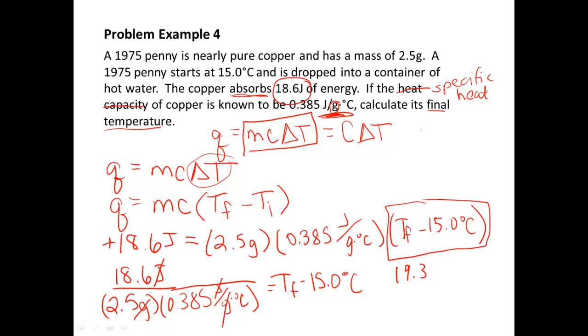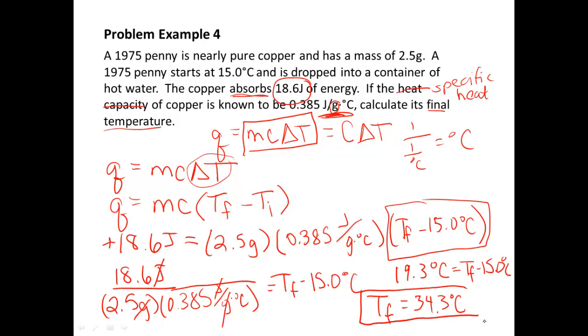1 over degrees Celsius, that is equal to degrees Celsius. So we have 19.3 degrees Celsius is equal to our final minus 15.0 degrees Celsius. So our final temperature is equal to the 19.3 degrees Celsius plus the 15 degrees Celsius, and we get 34.3 degrees Celsius.